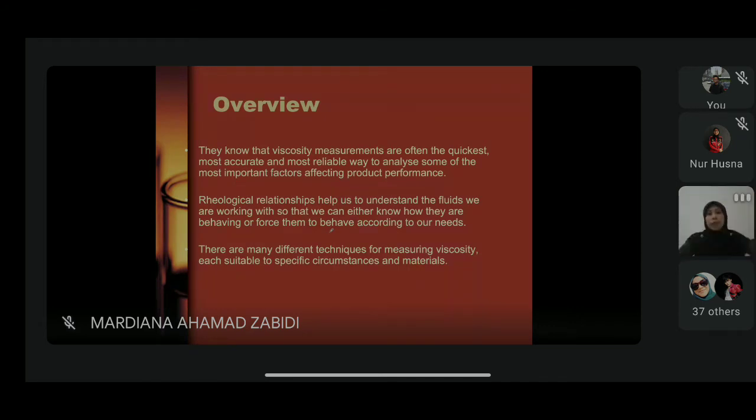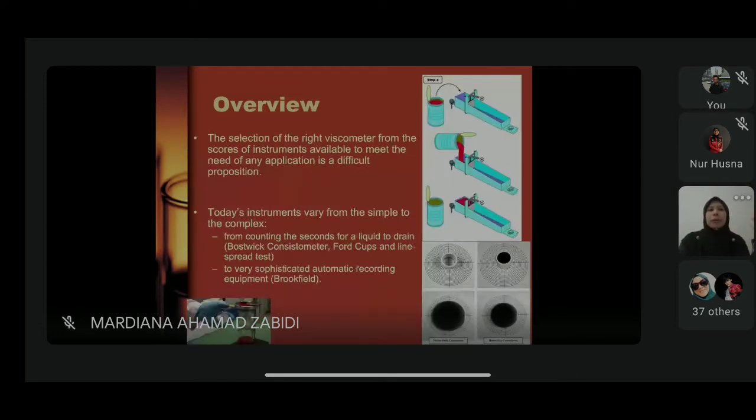So when you join the food industry later, and your company wants to develop a new product, you will come out with your own specification or range of specification for the viscosity of that particular product. Of course, when you want to measure the viscosity of the product, it depends on several parameters that I will explain later. There are many different techniques for measuring viscosity, and it depends on the materials as well as the finished product.